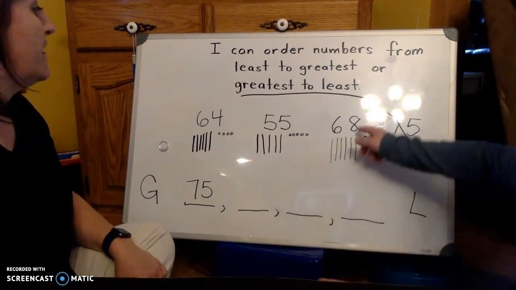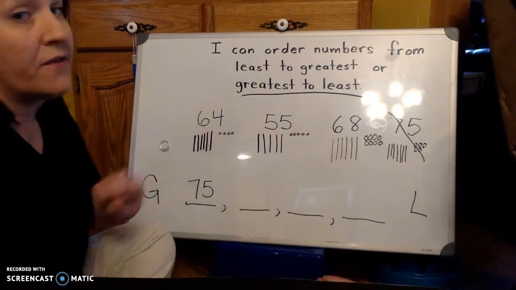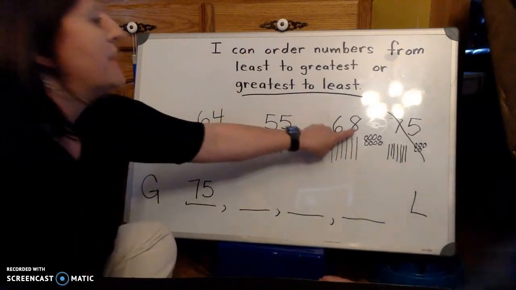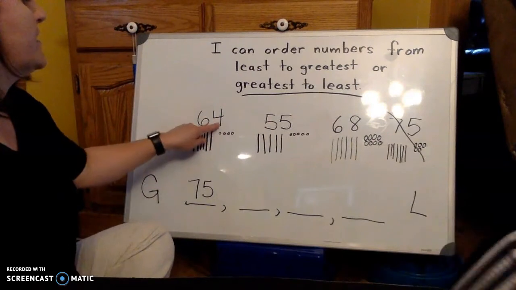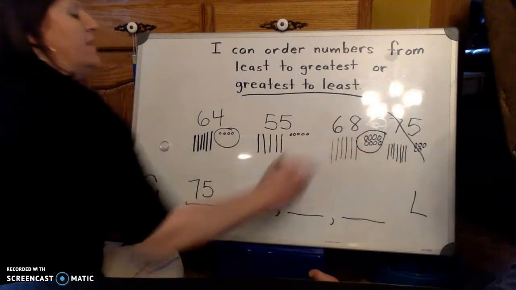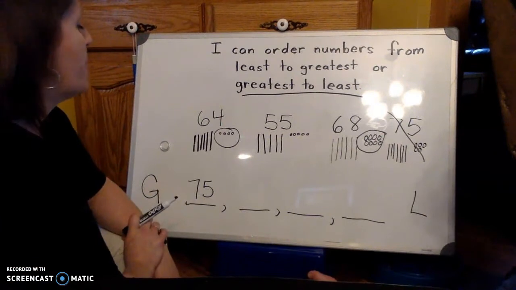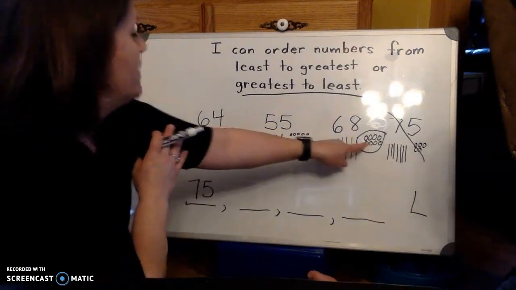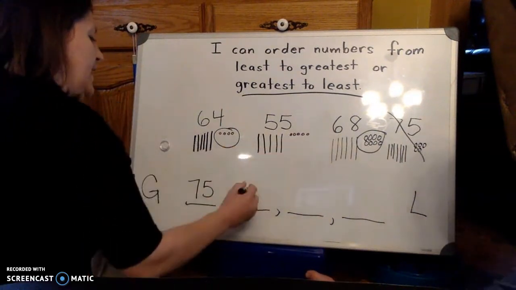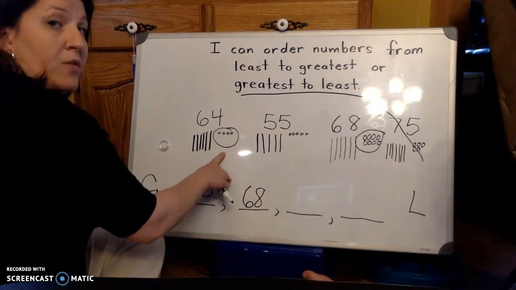Uh-oh. We look at the second number. We have to look in the ones place because it's kind of like alphabetical order. The first one has the same amount of tens. The second one has a different amount. So 64 has 4 ones and 68 has 8 ones, okay? So which one is greater? 8 ones or 4 ones? 8 ones. So the number 68 is greater than the number 64 because 64 has fewer ones.